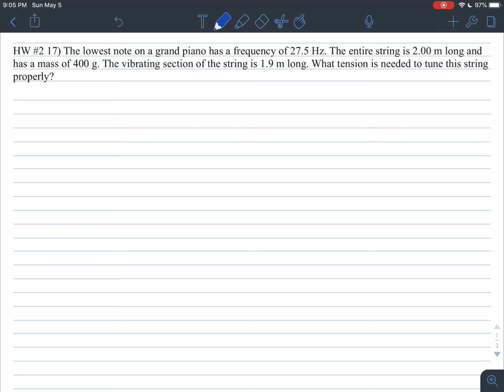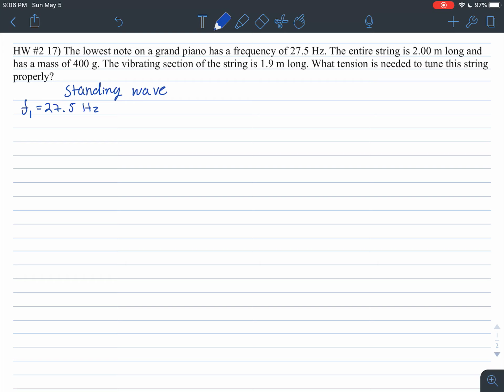So, the first thing I like to do is to make a list of my knowns and unknowns. It says that we have a frequency of 27.5 hertz, and that is our lowest note, otherwise known as the fundamental frequency. And keep in mind, this is a standing wave, and that will be important later on.